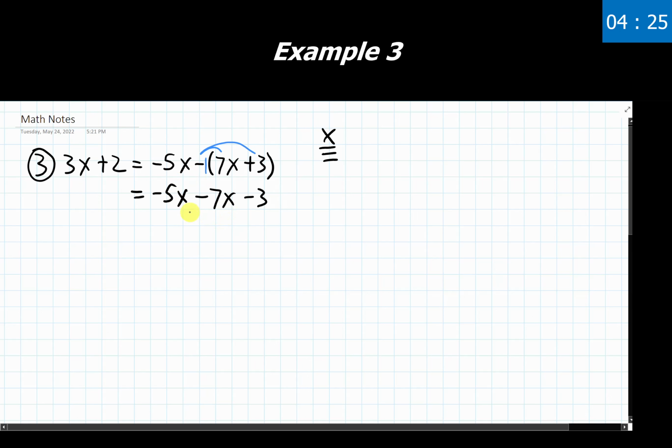Really, again, we're trying to condense things down so this is as simple as it possibly can be. I have two variable terms on this side. Let's combine those together. Negative 5x minus 7x means I'm going to go more negative, which means I'm going to have negative 12x minus 3 at the very end here. Again, variable terms and constant terms can't combine together. They need to stay separated. So this is as far as I can go with simplifying the right side down.